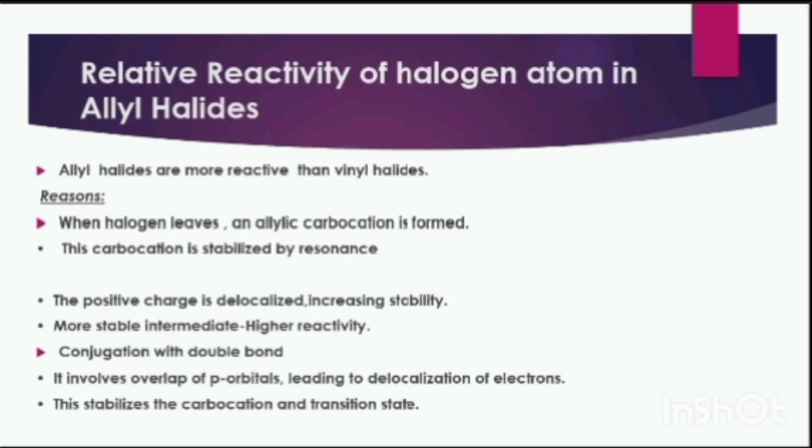Let us see relative reactivity of halogen atom in allyl halides. Allyl halides are more reactive than vinyl halides because when halogen leaves, an allylic carbocation is formed. This carbocation is stabilized by resonance. The positive charge is delocalized, increasing stability. More stable intermediate, higher reactivity. Conjugation with double bond involves overlap of p orbitals, leading to delocalization of electrons. This stabilizes the carbocation and transition state.